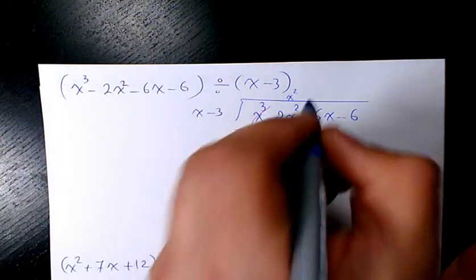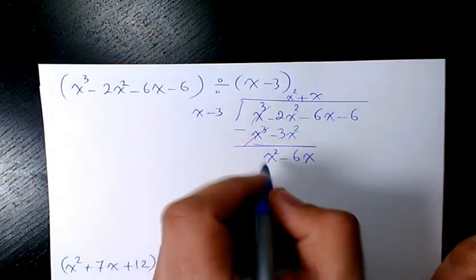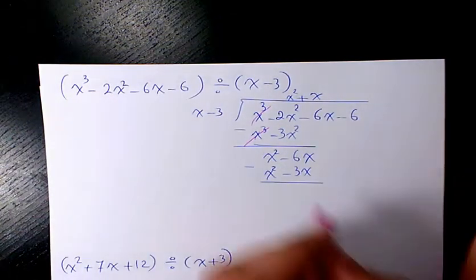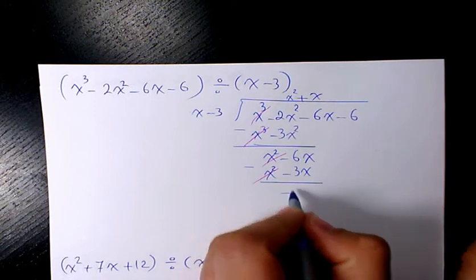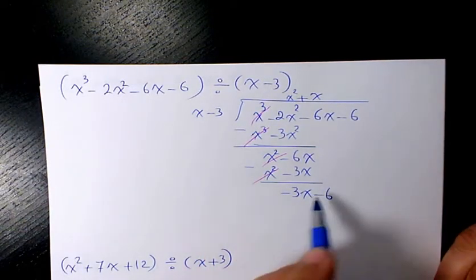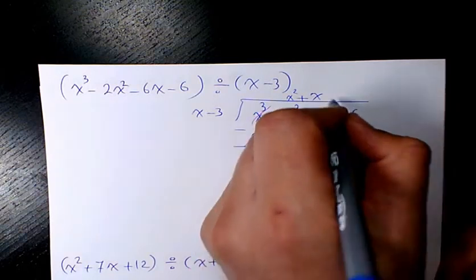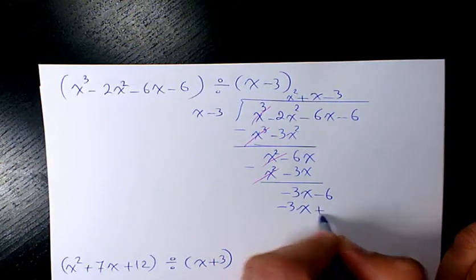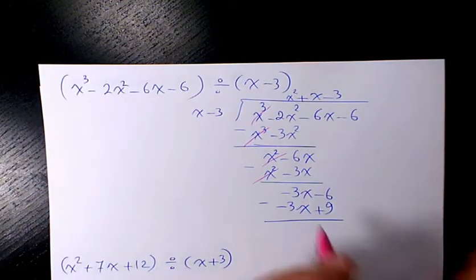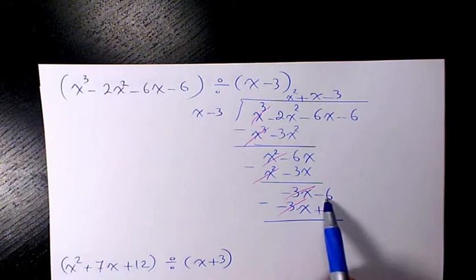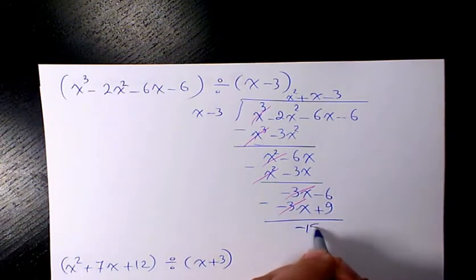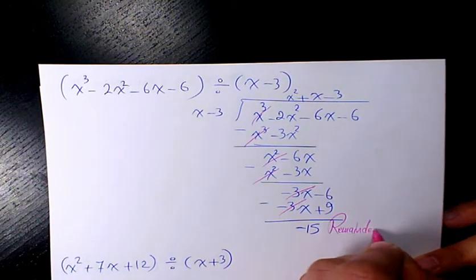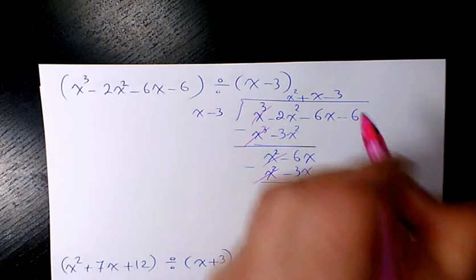x squared divided by x is going to be x. So x times x, x squared. x times negative 3, negative 3x. When you subtract it, these two cancel out. Negative 3x minus 6. So negative 3x divided by x is going to be negative 3. Negative 3 times x, negative 3x. Negative 3 times negative 3 is going to be positive 9. When you subtract it, you have negative 6 minus 9 is going to be negative 15. So that's the remainder. And here's the quotient.